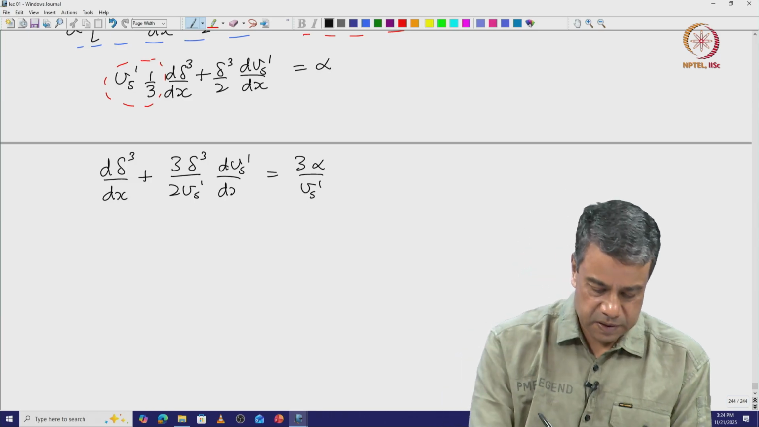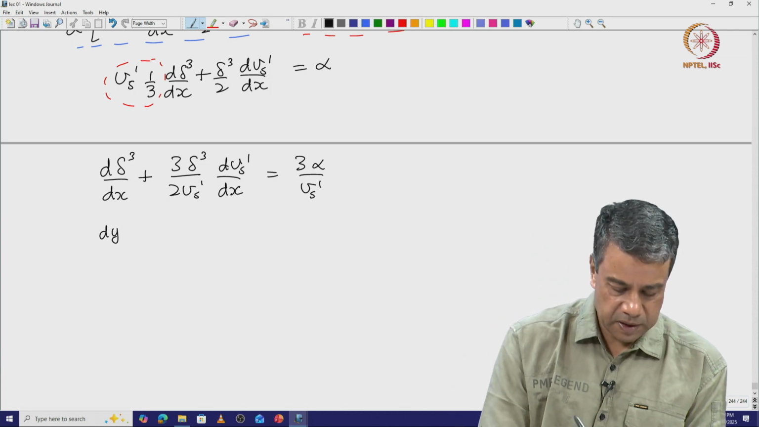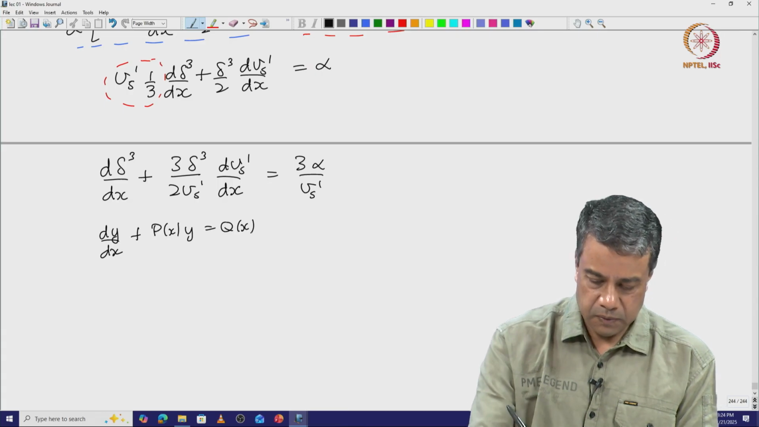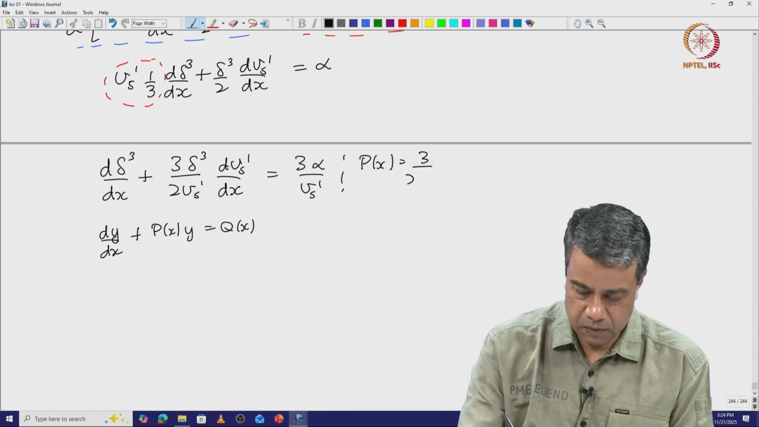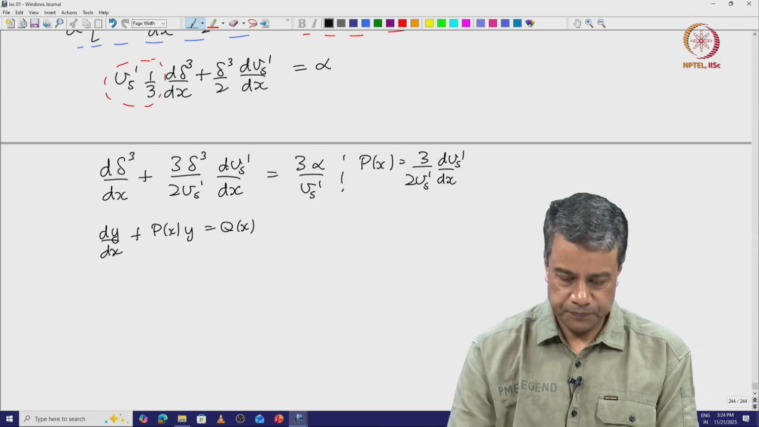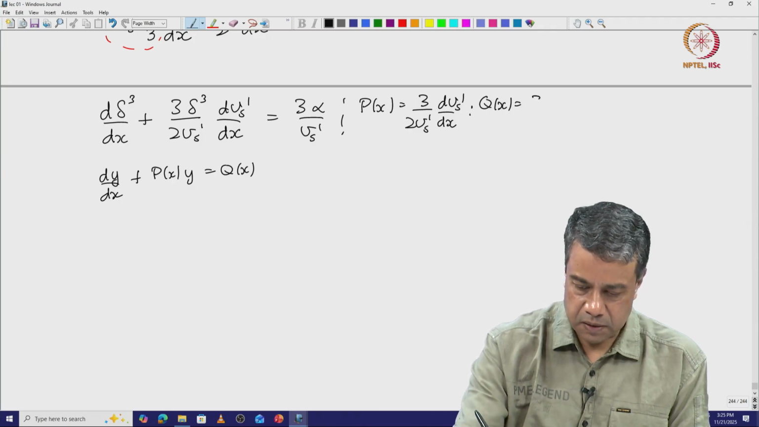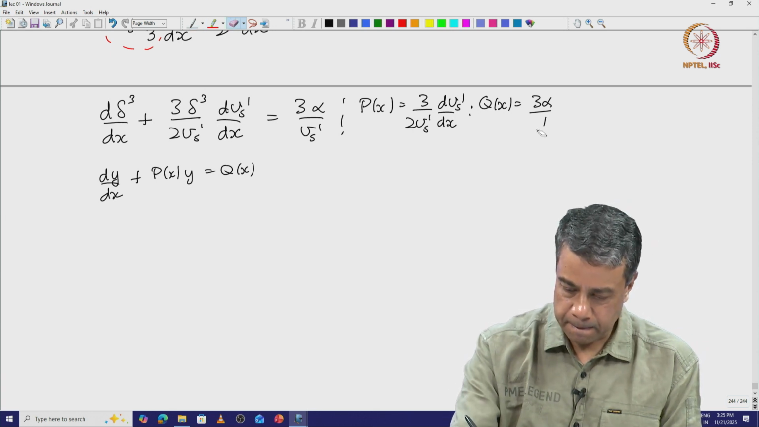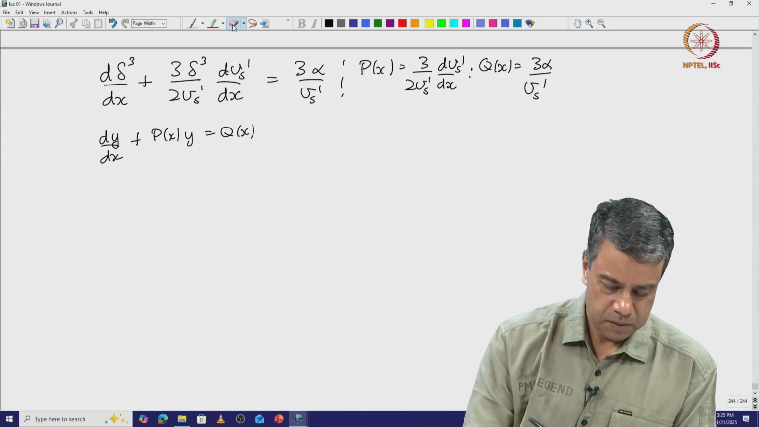Once again, making a reference to the first order differential equation dy by dx plus p of x y is equal to q of x, we find that p of x is equal to 3 by 2 V s prime d V s prime by dx, and q of x is equal to 3 alpha by V s prime.